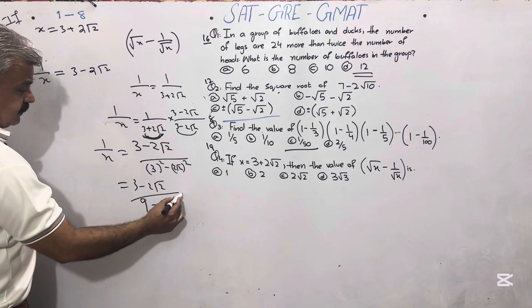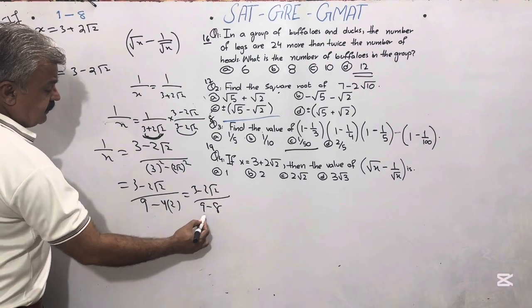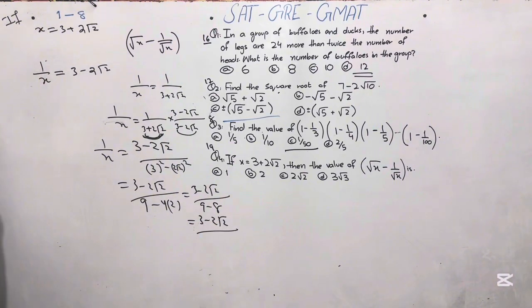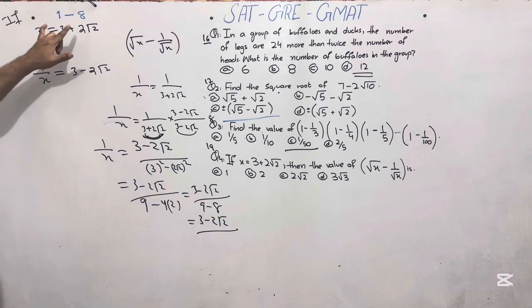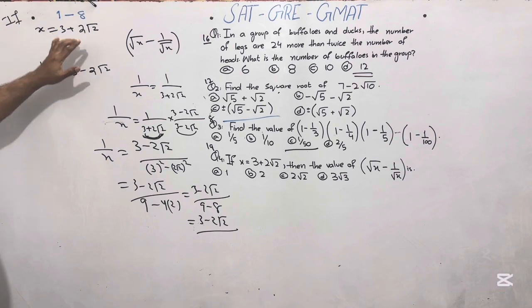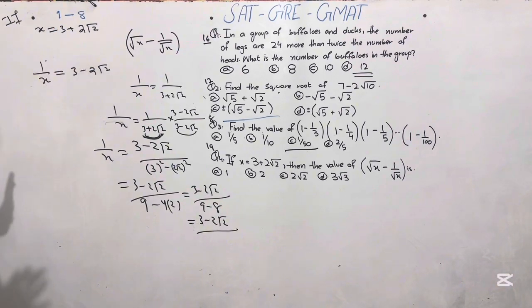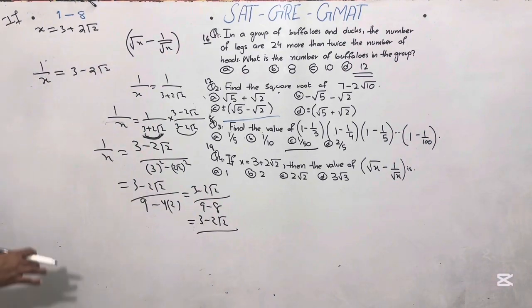4 times 2 is 8, and 9 minus 8 is 1. Their difference is one, so it is safe to write 1 over x as 3 minus 2 times root 2, changing the middle symbol. This is x, and this is 1 upon x.